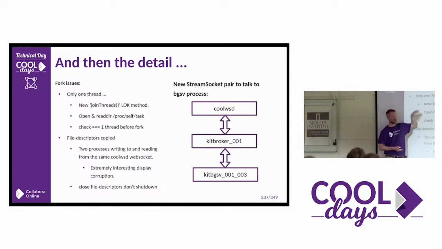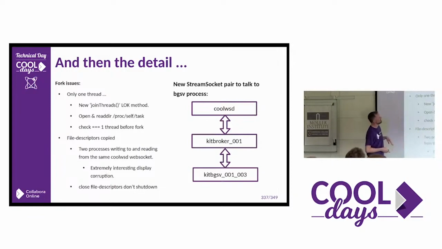So first we need to join all the threads. There's a new method that says, squash yourself down to one thread. There's a /proc/self/task entry, so we can check that the code actually did that, because it's quite dangerous. You don't want to get this wrong. Maybe someone is in the middle of a web download in the background; well, we're not going to do a background save then.